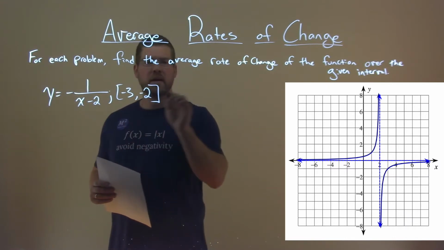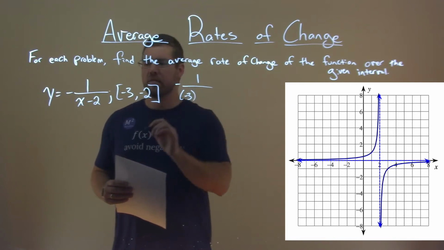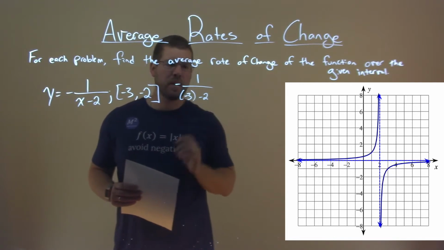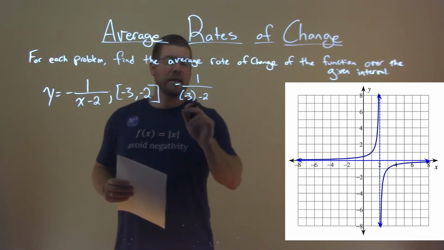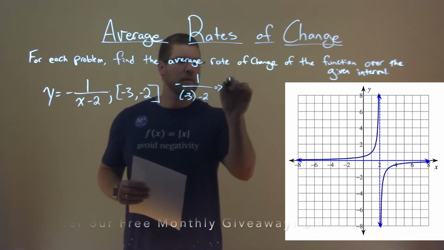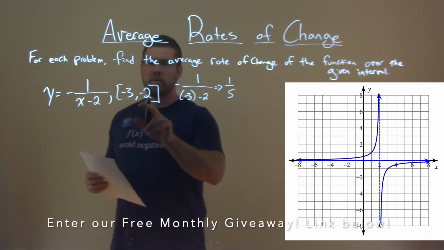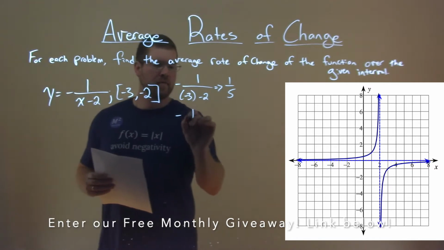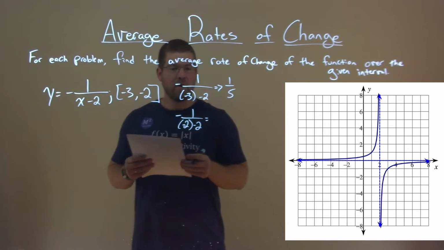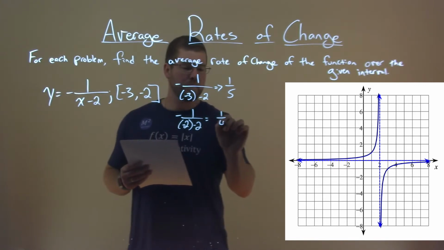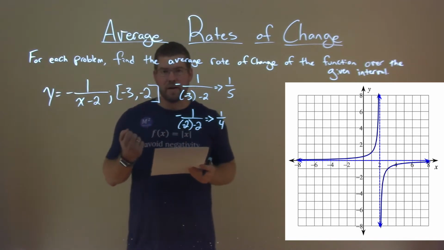We do that by taking our function, negative 1 over, and instead of x, put a negative 3 in for x minus 2. Well, what does that come out to be? Negative 3 minus 2 is negative 5. Double negative makes it a positive. So this comes out to be a positive 1/5. Do the same thing with negative 2 for the x. Negative 1 over negative 2 minus 2. And what does that come out to be? A positive 1/4. So we have 1/5 and 1/4 as our y values here.